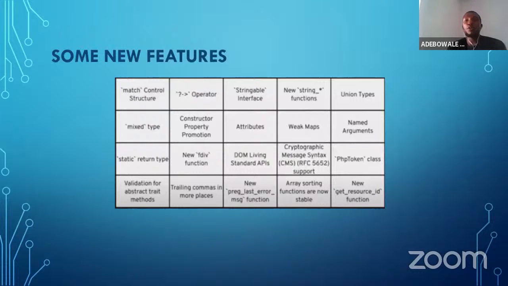And some new features have been added. You can now use union types, the PHP token class. There are other features, a new fdiv function. Then you can use the mixed type and so forth. So you can check the PHP documentation for this, so that you have a load of new features to use, and you become a better developer.